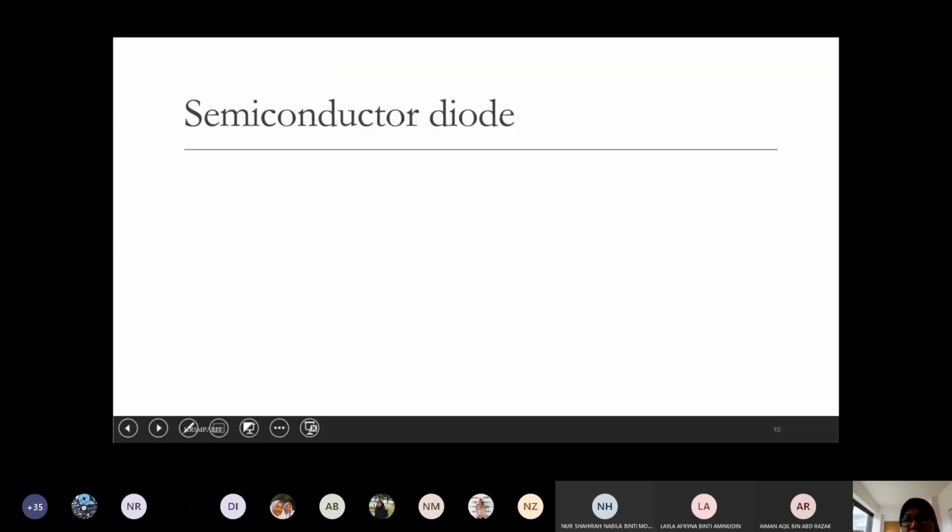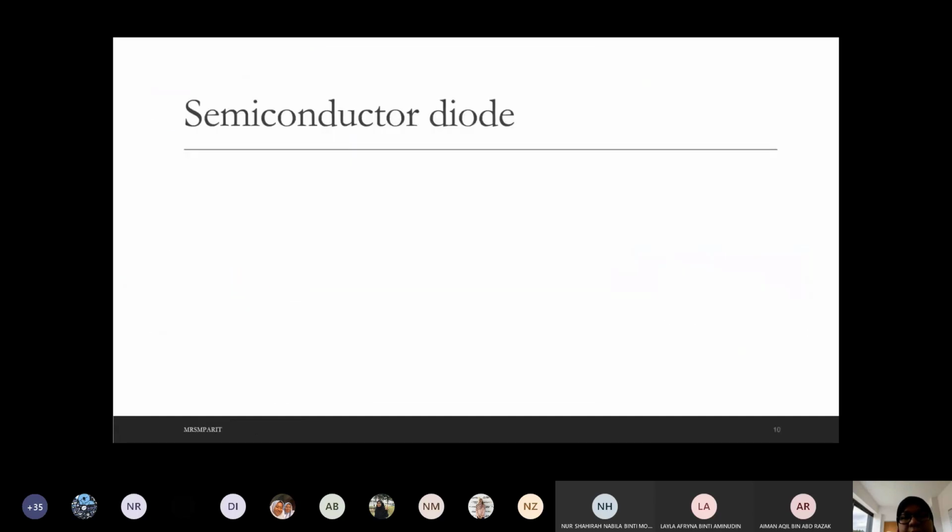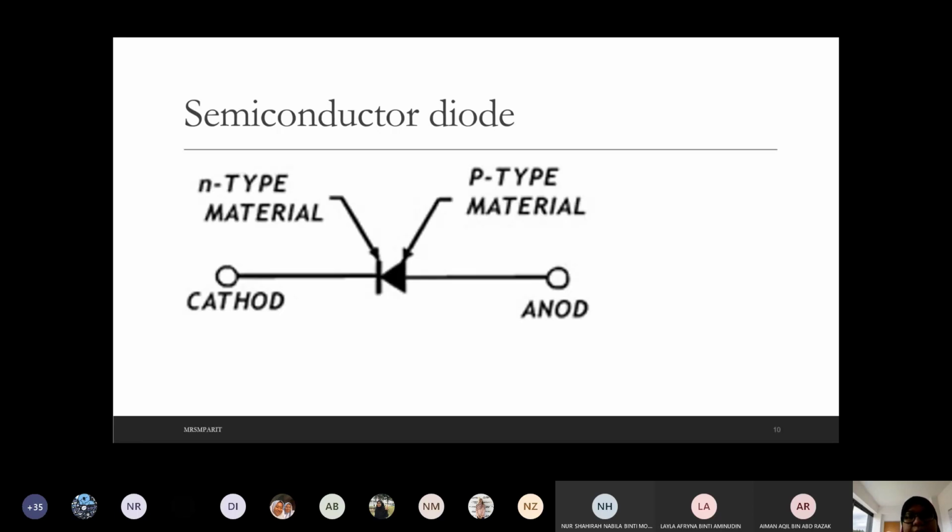Now when we understand this, when we know what pentavalent impurities are, and what trivalent impurities are, we can talk about the semiconductor diode. So a diode is a semiconductor. This is the symbol of a diode. You need to know which one is which. This one with the bar is the cathode, and this one is the anode. Usually the anode is positive, this one negative.